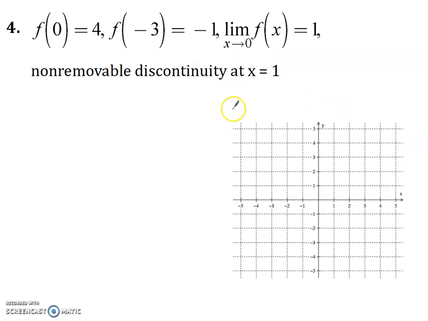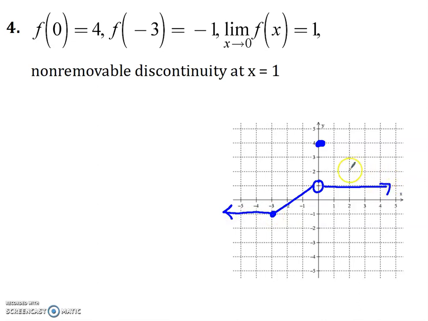Now for our last one, we have f of 0 equals 4, f of -3 equals -1, then the limit as x approaches 0 is 1. So that means at 0, okay, the graph has to meet at 0, 1. So since I already have a solid point here, the point at 0, 1 has to be open. Okay. And then I have to have this part of the graph and the right side of the graph connected to that point.